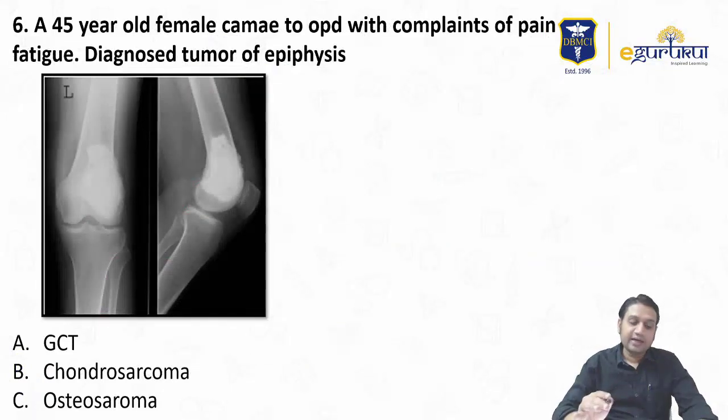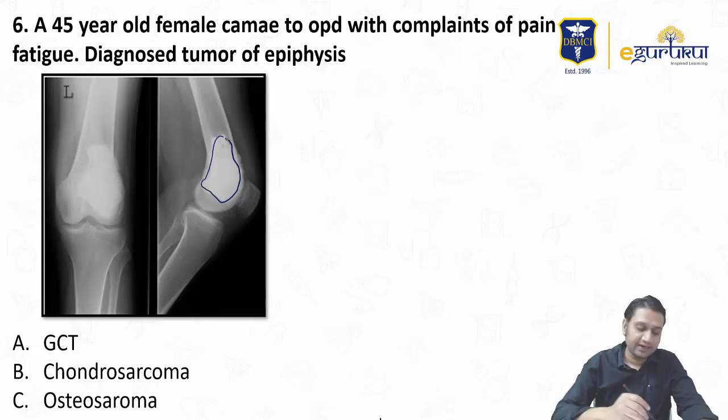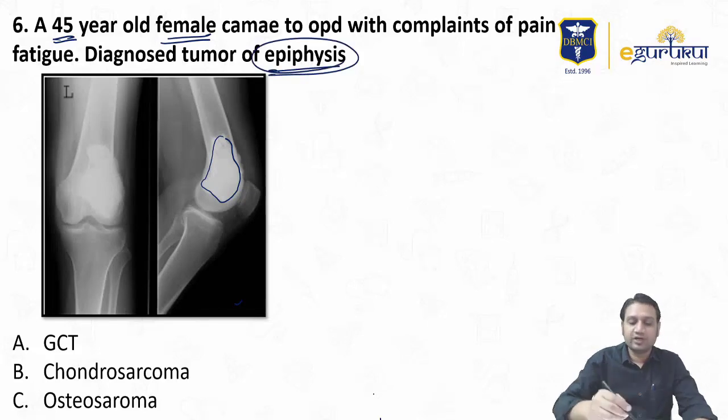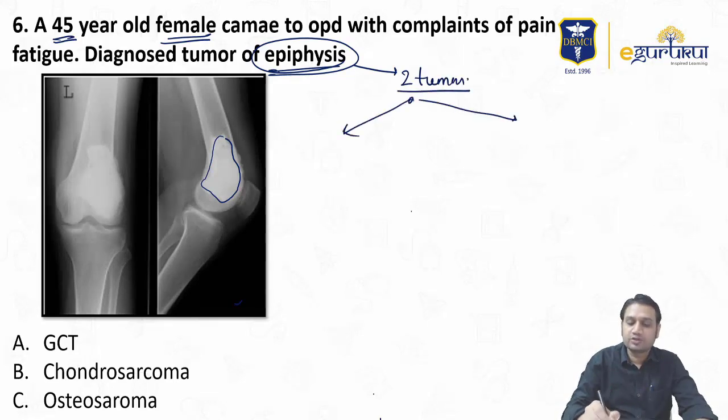A 45-year-old female came to OPD with complaints of pain and fatigue, diagnosed with a tumor of the epiphysis. Okay, if I tell you very honestly, this white area doesn't seem to be a tumor. It seems like some bone cement has been put here, right? But let's take the question like that. Age 45, female, complains of pain and a tumor at the epiphysis. If I tell you in short, there are two tumors which occur at the epiphysis.